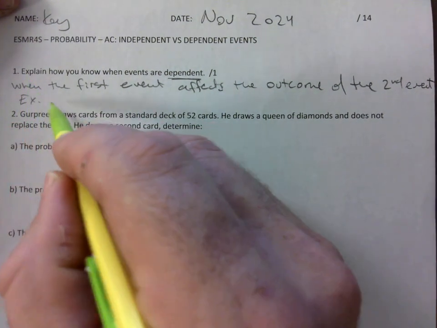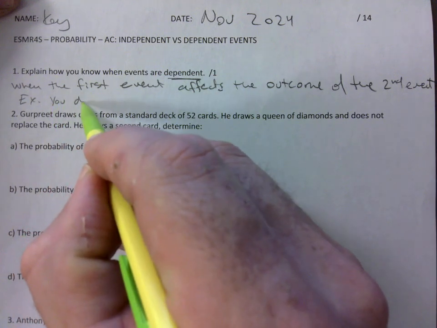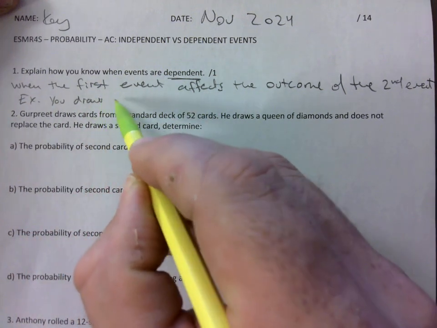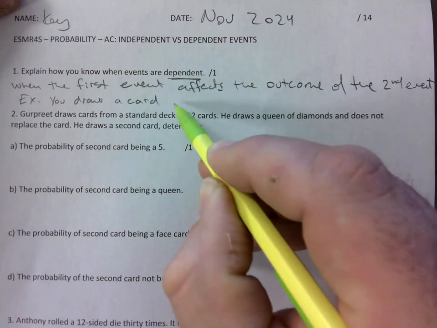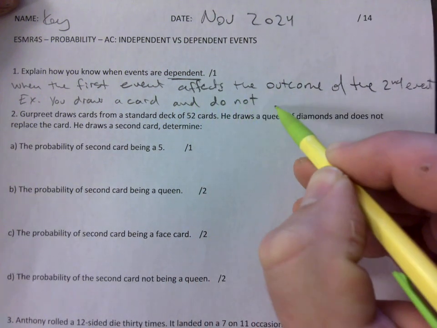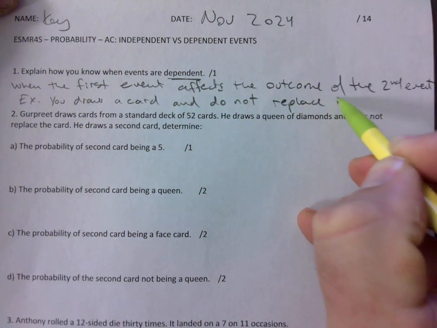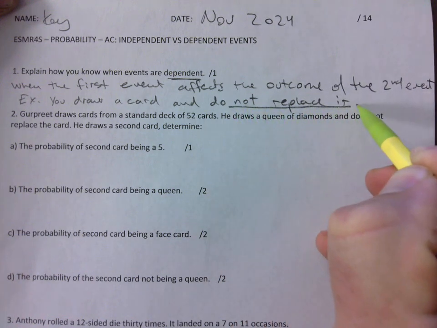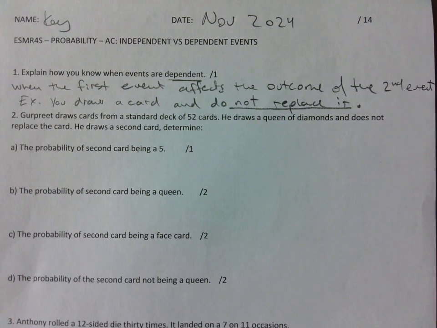Right? Something like that. Example, you draw a marble or a card and do not replace it. Right? Then it will alter the outcome of the second event. That's how you know for sure.